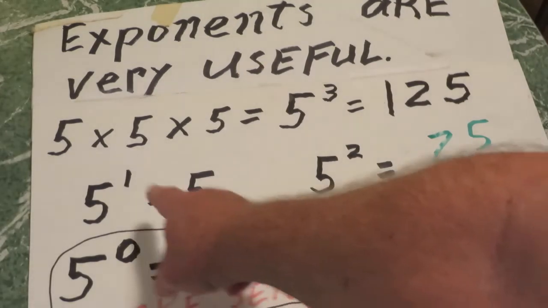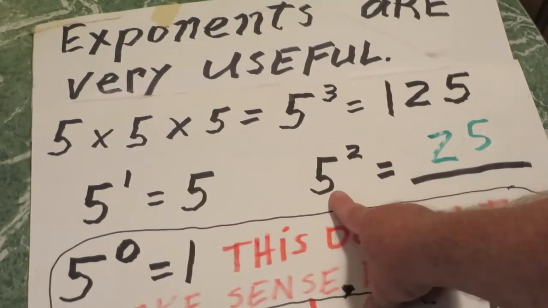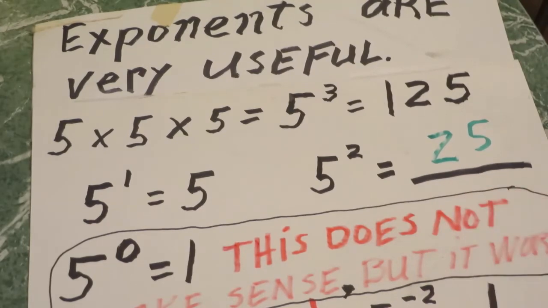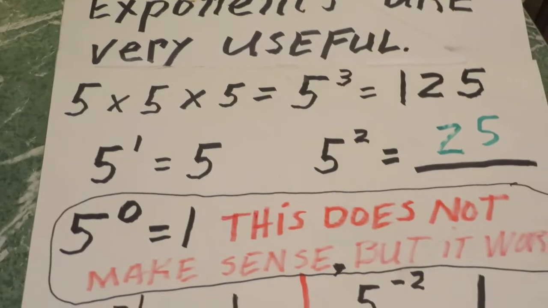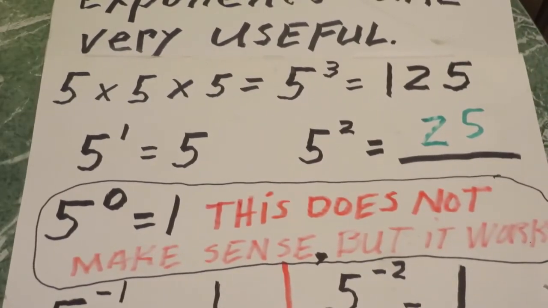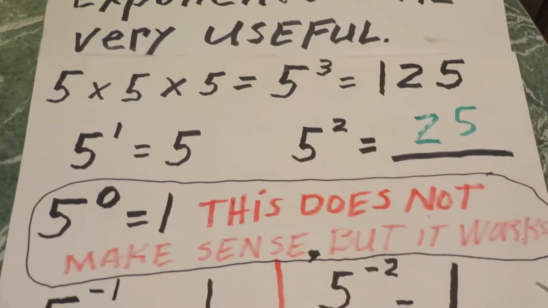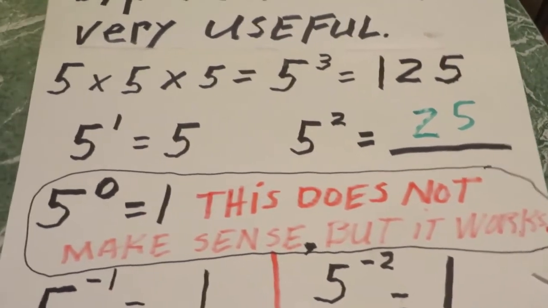5 to the 1 is equal to 5. 5 to the 2 is 5 times 5, which we know as 25. This will blow your mind and blows my mind, but it apparently works in all the situations it needs to. If you run across a number to the 0 power, the answer is 1. It makes no sense to me. I don't expect it to make sense to you, but somehow it works in things like algebra when we need it to.